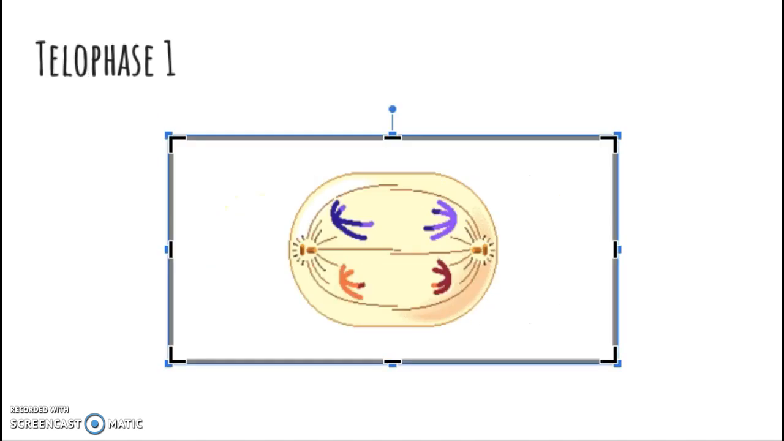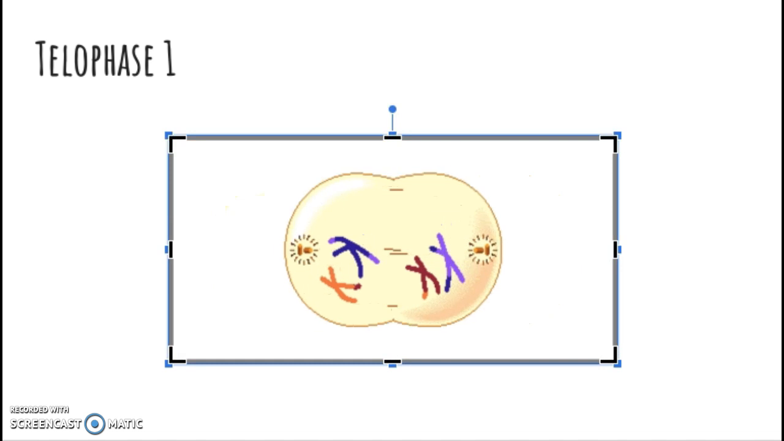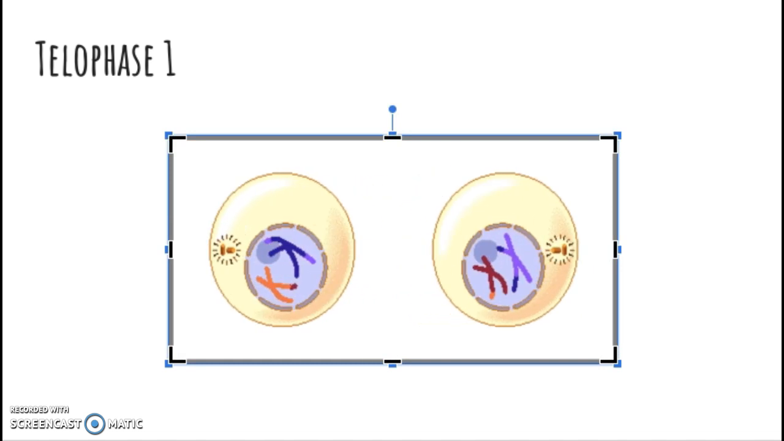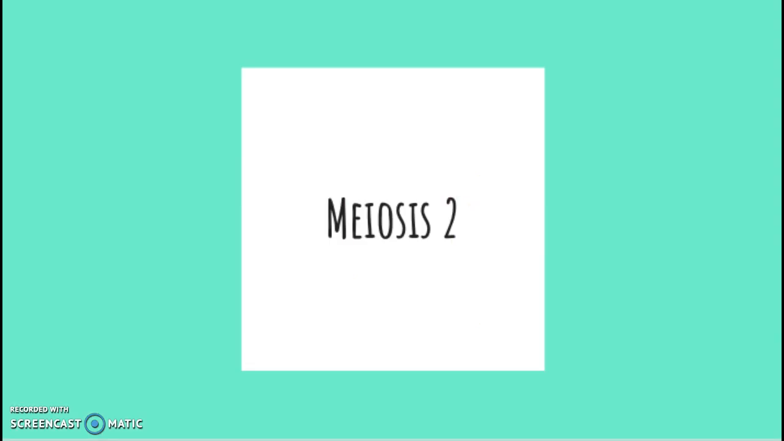Telophase 1. Individual chromosomes gather at each of the poles, the cytoplasm divides, forming two new cells. And now let's talk about meiosis 2.